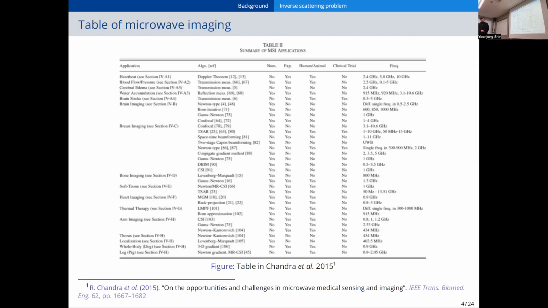I love this table from this article. It shows that there are so many numerical algorithms. Then they are applied to numerical data, experimental data, human and animal data, and clinical trials. Even though there are so many imaging methods, only these two imaging methods can be applied to clinical trials. So we have to develop a good imaging method.